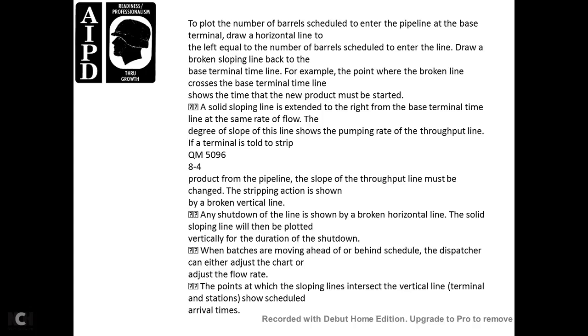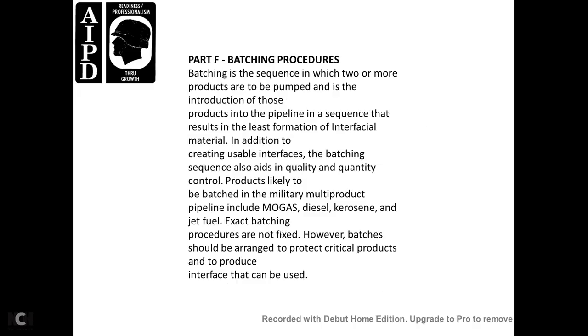When batches are moving ahead of or behind the schedule, the dispatcher can either adjust the chart or adjust the flow rate. The points are in the sloping rate lines intersecting the vertical line. The terminal and stations should show scheduled arrival times.